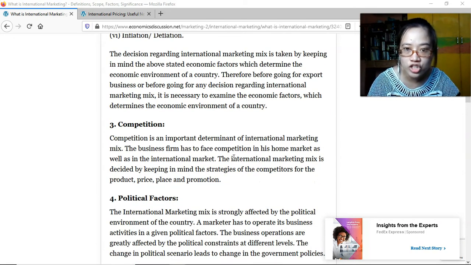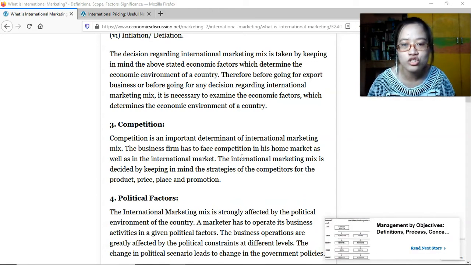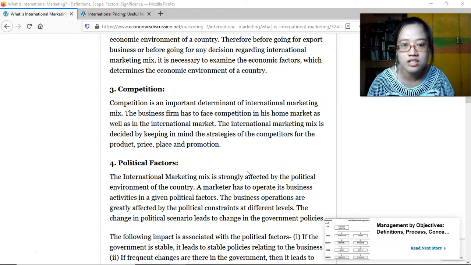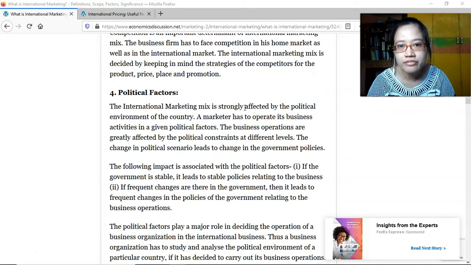And then we have competition, an important determinant of the international marketing mix. A company has to face competition in its home market as well as in the international market. The international marketing mix is decided by keeping in mind the strategies of the competitors, again for the marketing mix: product, price, place, and promotion.